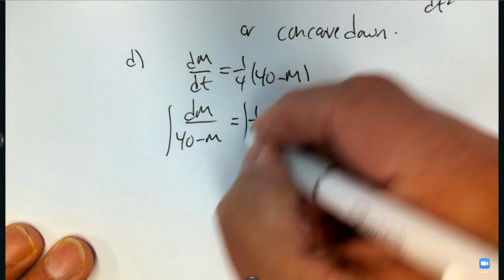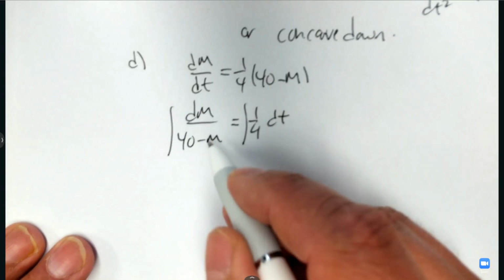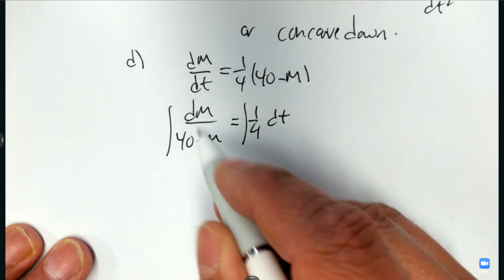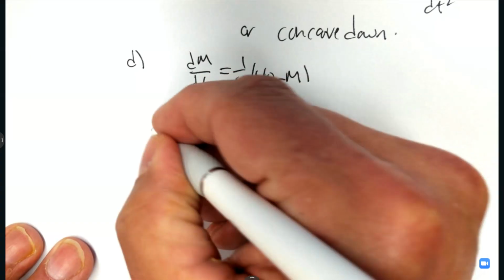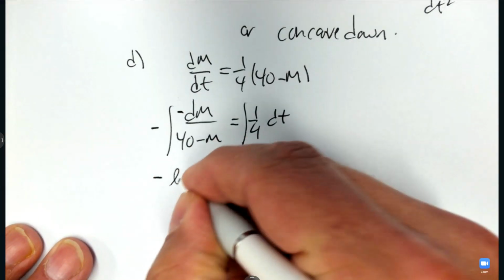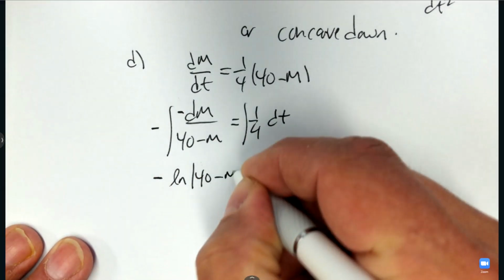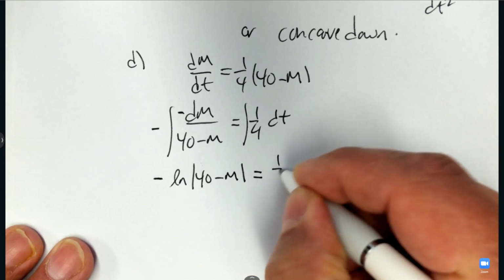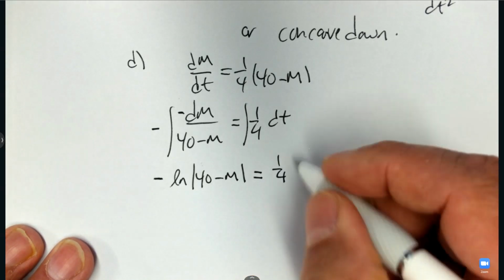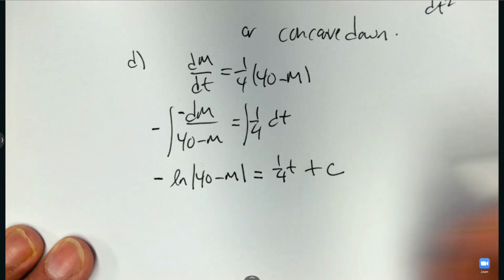I'm going to integrate this. This is a logarithm. If I take the derivative of the bottom, it matches the top, but it's -1, so I need a negative in front, so it's going to be negative, then ln 40 minus m. Don't forget the absolute value bars. 1/4, if you integrate it's just 1/4 t, and then plus c.